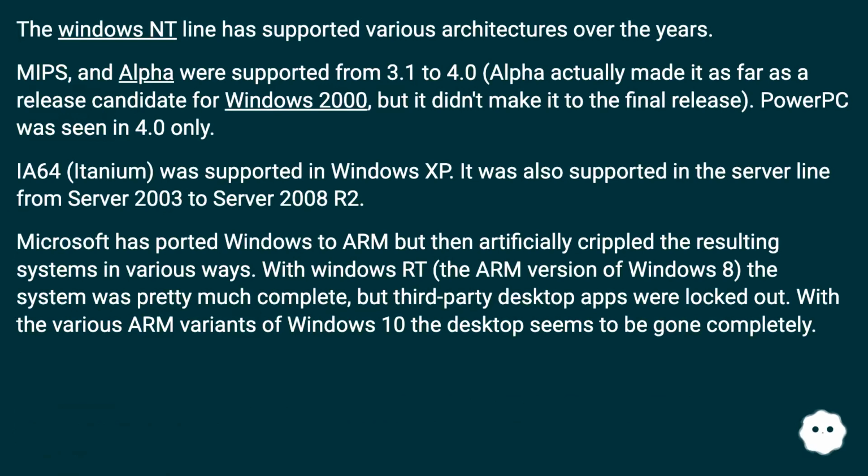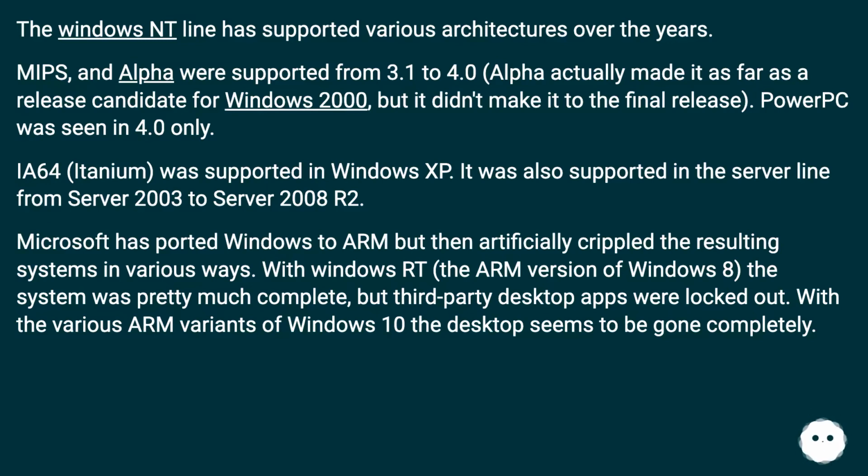The Windows NT line has supported various architectures over the years. MIPS and Alpha were supported from 3.1 to 4.0. Alpha actually made it as far as a release candidate for Windows 2000, but it didn't make it to the final release. PowerPC was seen in 4.0 only. IA64, Itanium, was supported in Windows XP. It was also supported in the server line from Server 2003 to Server 2008 R2.